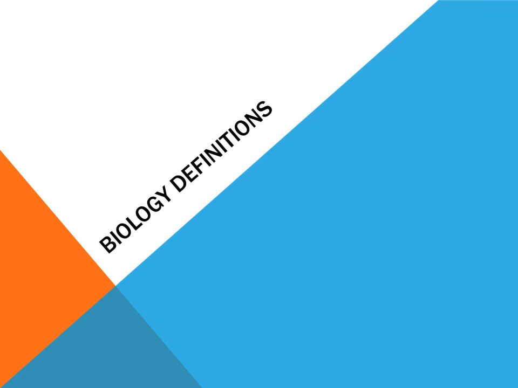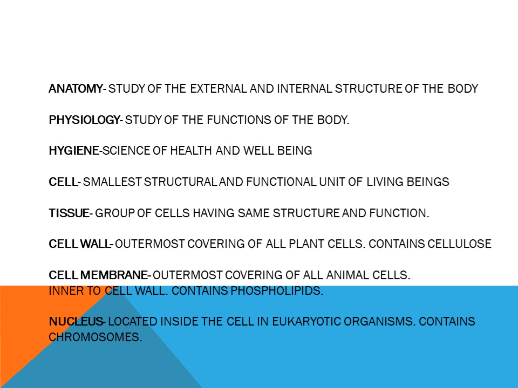So today we are looking at some definitions in biology. Anatomy, it's the study of the external and internal structure of the body. Physiology is the study of the functioning of the body. Hygiene, it's the science of health and well-being. The cell, it's the smallest structural and functional unit of living beings. Tissue, a group of cells having same structure and function.